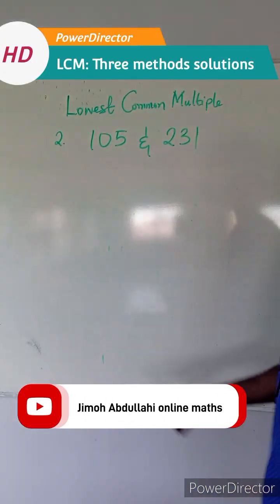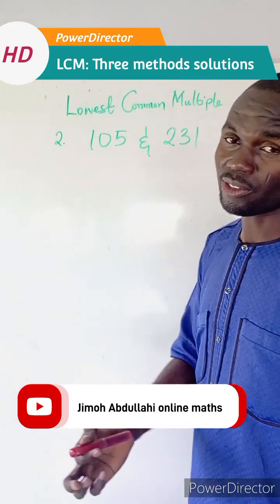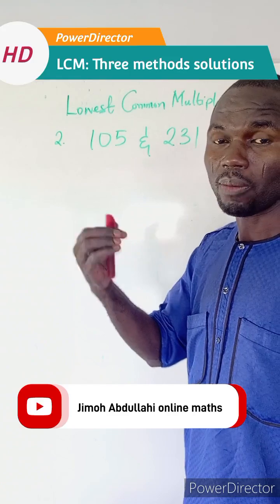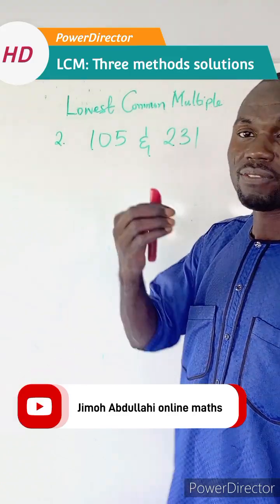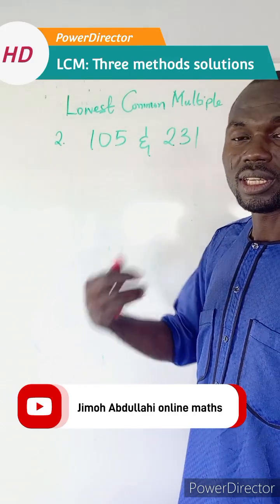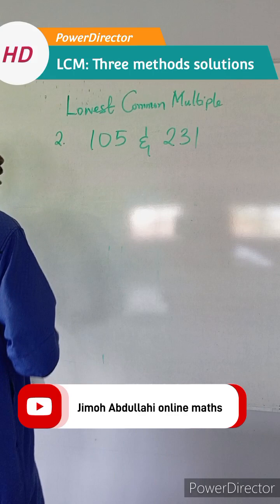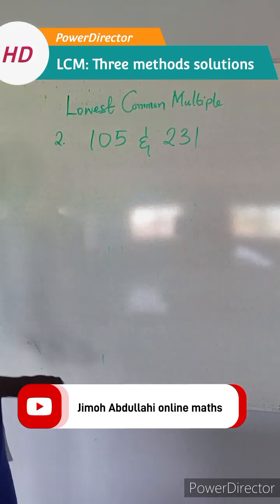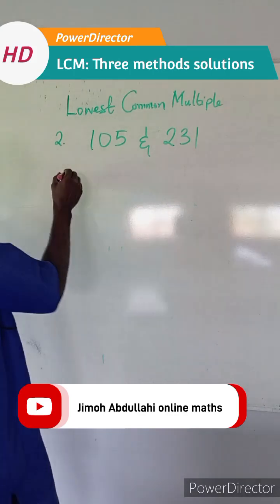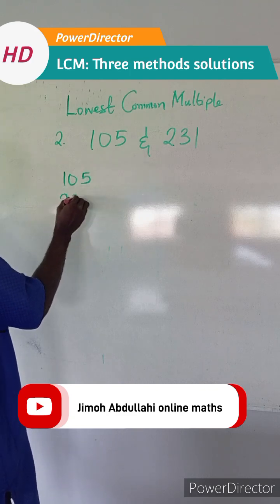Hi, welcome back. So this is the second example I'll be giving you on LCM using the three methods I told you: the prime factor or factors method, and the repeated division method. So now let's start with the first one, which is what? Factors method. We have 105, then we have 231.